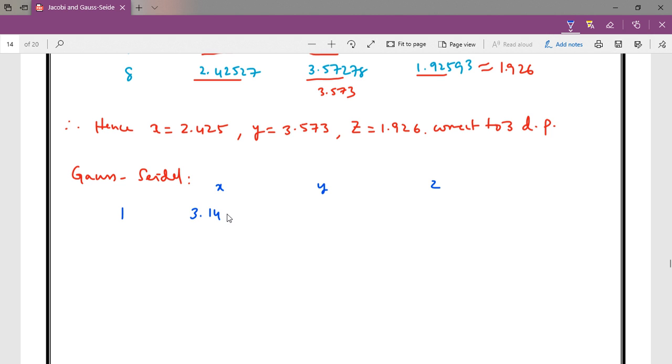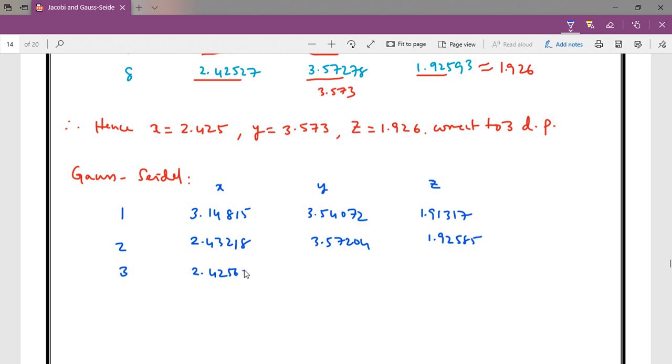So in the first iteration, x value is 3.14815, y value is 3.54072, and z value is 1.91317. Okay. So in the second iteration, the x changed to 2.43218, y changed to 3.57204, and z changed to 1.92585.